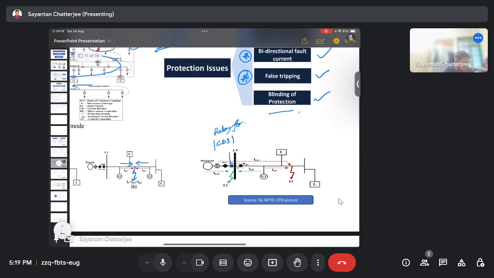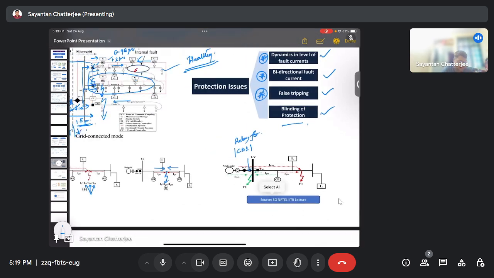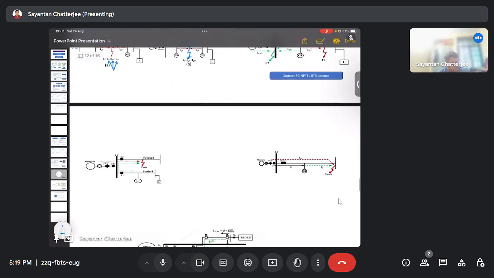This is the case where the relay would sense a fault current which is at a much lower level. So traditional relays or unidirectional overcurrent relays would be unable to operate here. So we need to design a better relay coordination program, right?